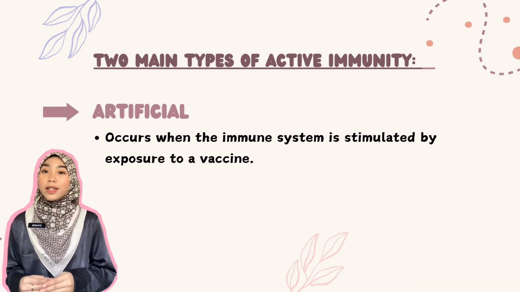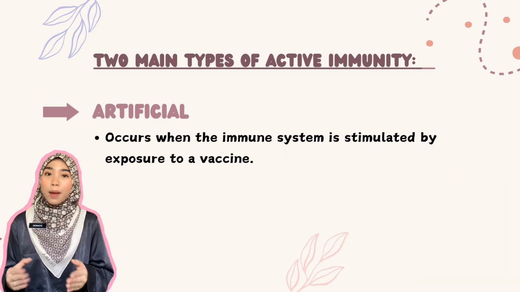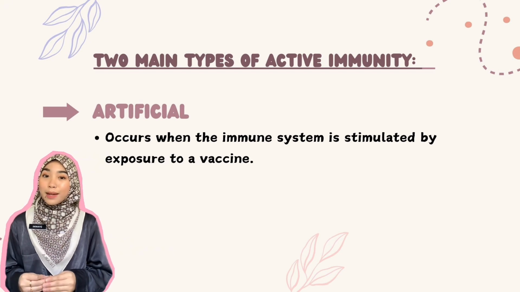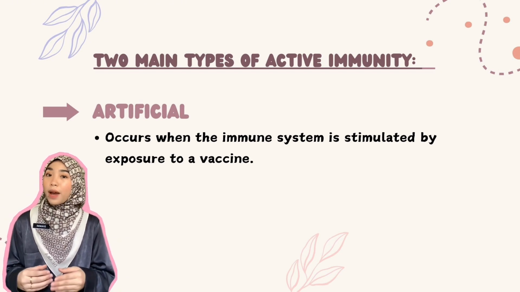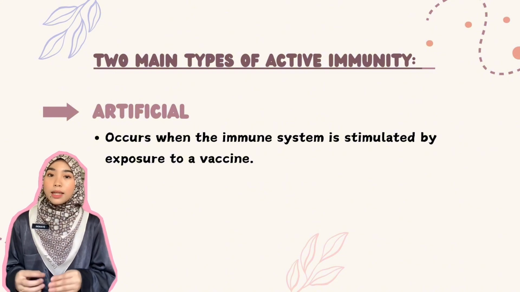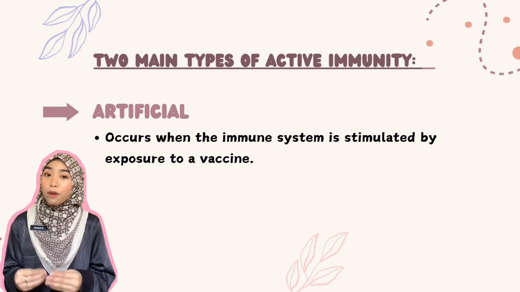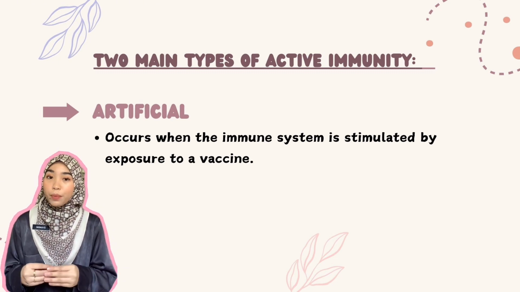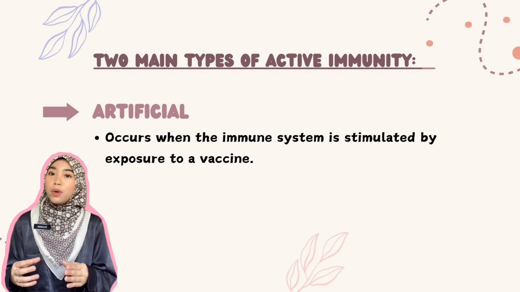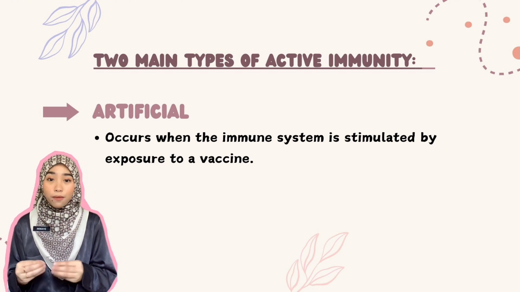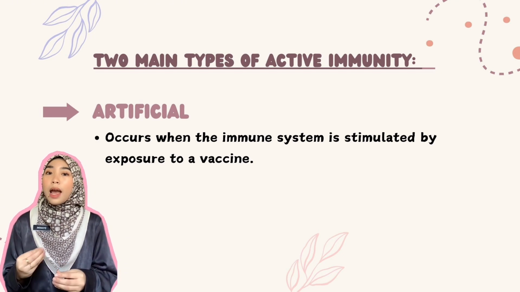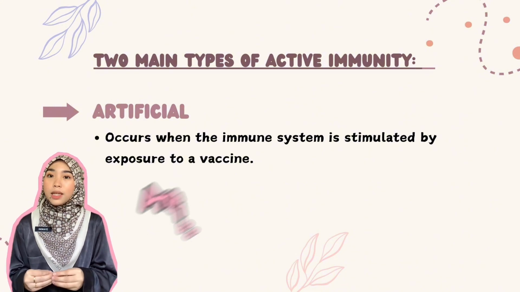Alright, now moving on to the artificial active immunity. This type of immunity occurs when the immune system is stimulated by exposure to a vaccine containing weakened or inactivated forms of the pathogen, its toxin or specific antigens. Vaccines are designed to mimic the presence of the pathogen without causing illness. When a person is vaccinated, the immune system recognizes the antigen in the vaccine as foreign and mounts an immune response by producing antibodies and memory cells.